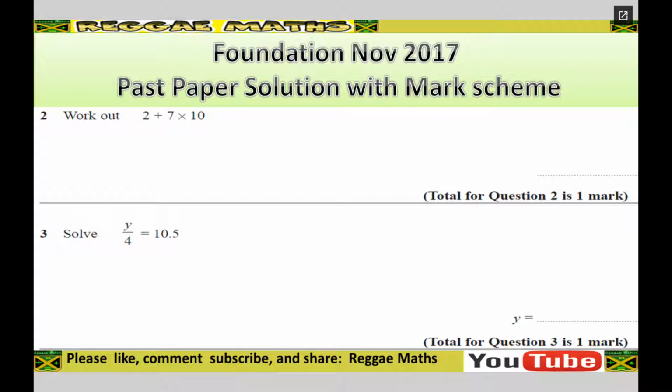Go back to BODMAS, so brackets, indices, division, multiplication, addition, subtraction. So investigate. Is there any brackets there? No. Is there anything to do with powers there? No. Right? Then the next one down is division, multiplication. So here you can see you need to do the multiplication first.